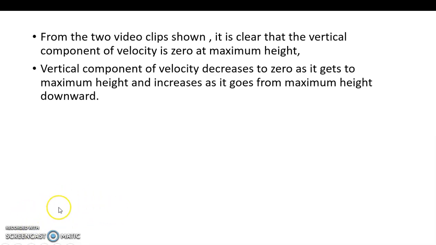Okay, from the videos shown, it is clear that the vertical component of velocity is 0 at maximum height, while the vertical component of velocity decreases to 0 as it gets to maximum height and increases as it goes from maximum height downward.